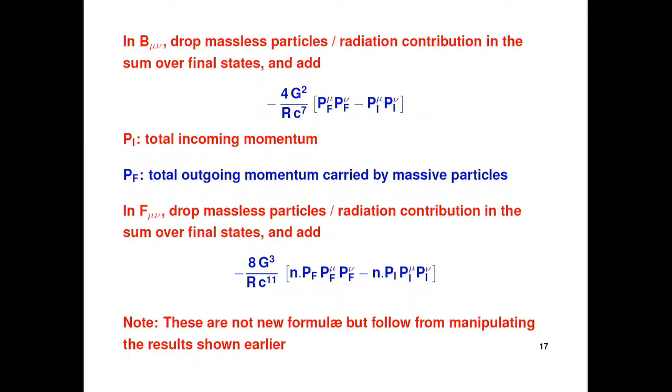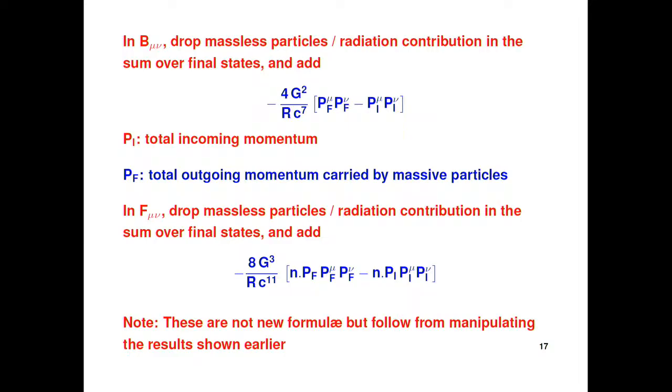Similarly, in F mu nu we can drop the massless particle or radiation contribution in the sum over final states and just add another term of this kind, where Pi again is the total incoming momentum, Pf is the total final momentum.